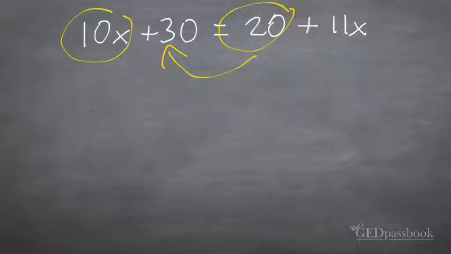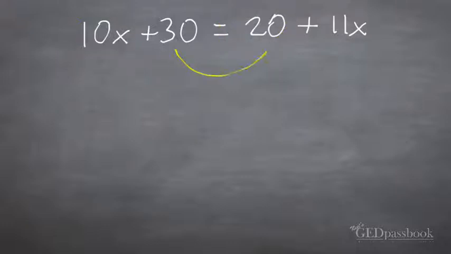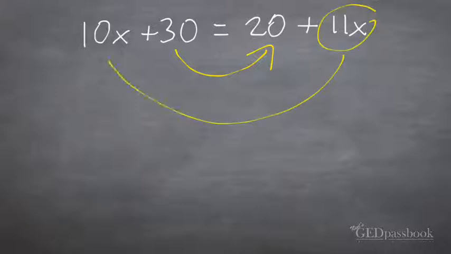If you were one of those students that said, I want to move the 30 over there with the 20, guess what? Perfectly fine. But by default, you need to now move the 11x over there with the 10x. You're going to get the same answer no matter what. The goal, remember, doesn't matter where you start. As long as you move all like terms to their designated area, you're going to come out with the same answer.